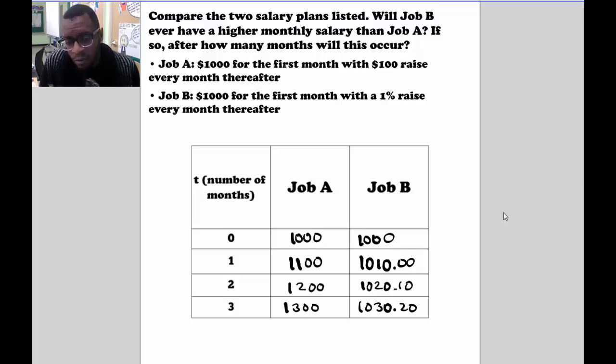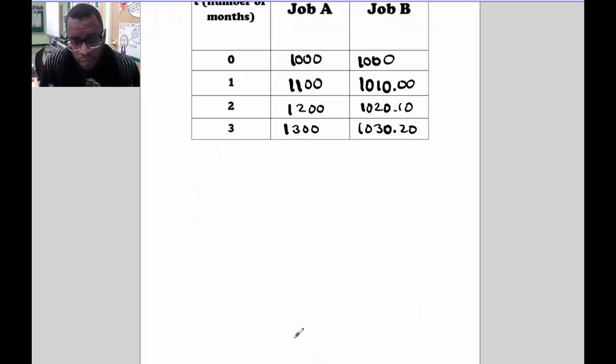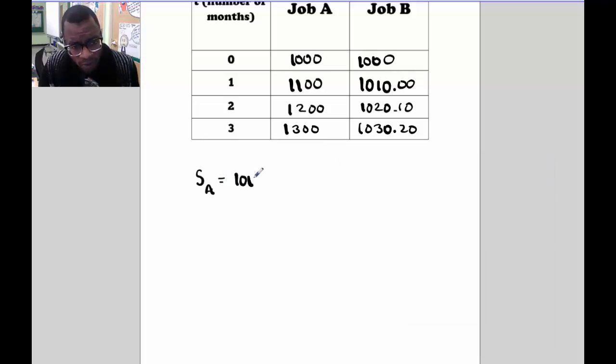But we know how to find equations for these functions, right? We know that there is a constant rate of change of $100 between each value, so the first equation is linear. Let's come up with a function for that. We're going to call that salary of job A, which is going to be our y-intercept, or our initial value of 1,000, and we're increasing by $100 every month. So we get the equation 1,000 plus 100x.